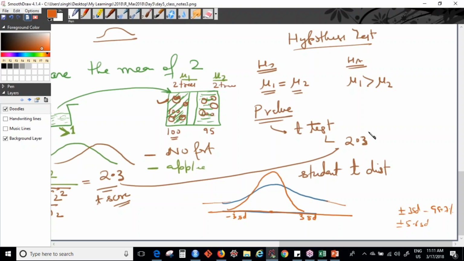So you will take this 2.3 and you will plot it on the student t distribution. So this is your student t distribution, this is your average. 2.3 positive means you will go on the right hand side, so 2.3 here. So this is 2.3 standard deviations. Then you will calculate the area on the right. If that area again is greater than 5%, you fail to reject your null hypothesis. If your area is less than 5%, you reject your null hypothesis. So you decide whether the fertilizer helped your land or it did not help.